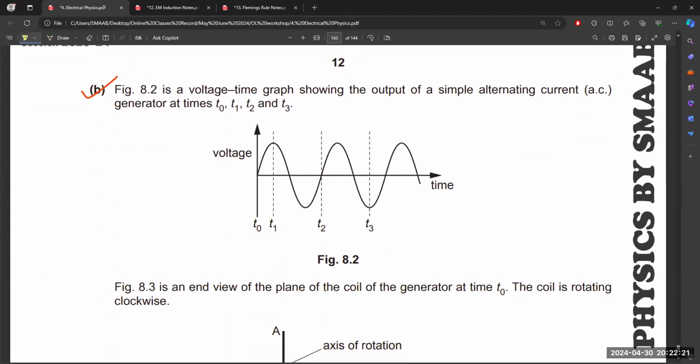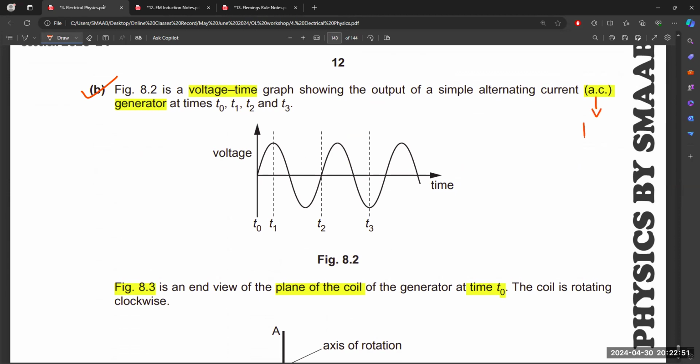Figure 8.2 is a voltage time graph showing the output of a simple alternating current generator at time T0, T1, T2, and T3. And figure 8.3 is an end view of the plane of the coil of the generator at time t equals t0. And the coil is rotating clockwise. Now you can see rotation is given, right? Because now we are talking about AC.